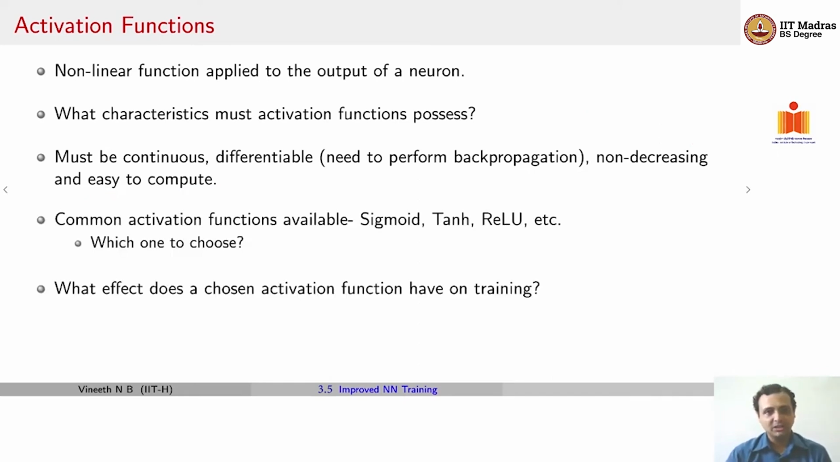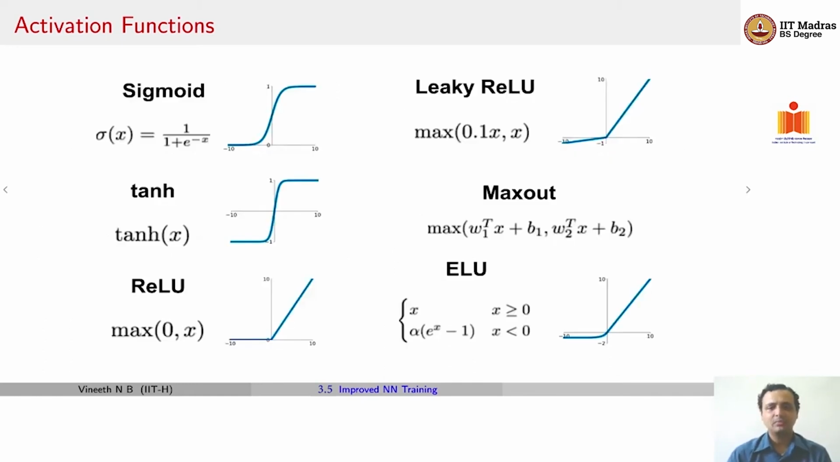Common activation functions that we have seen are sigmoid, hyperbolic tangent, rectified linear unit, and so on. Which one do you choose? Does any of these activation functions have a specific effect on training? We're going to see that over the next few slides. Here are some of the activation functions that we visited earlier too. Let's quickly review them before we look at each of them in more detail.